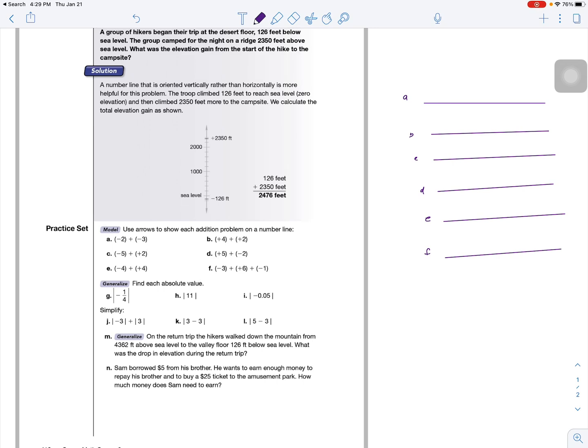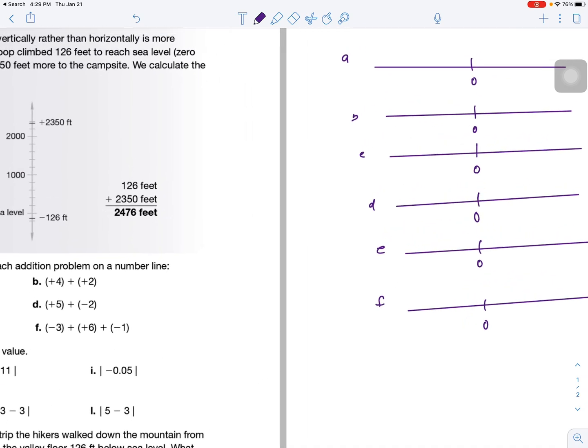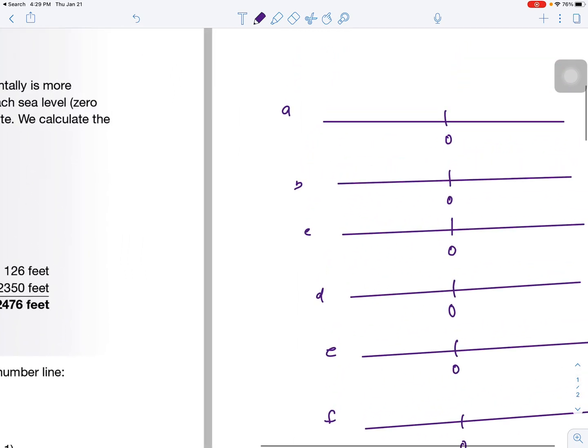All right, so let's go to A, and it says using arrows, we're going to do this math. Each one of these is going to have 0 in the answer, and you're going to work with positive and negative integers. So hopefully we have enough room here. A is minus 2 plus minus 3, and hopefully this will show you how this works.